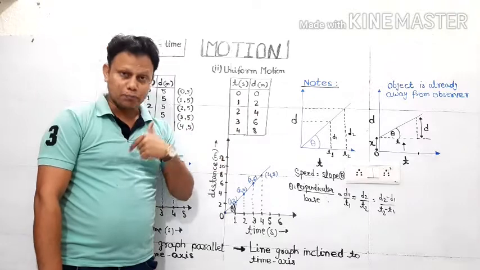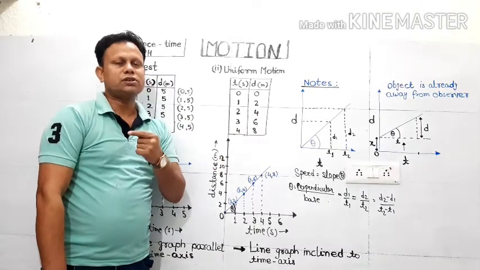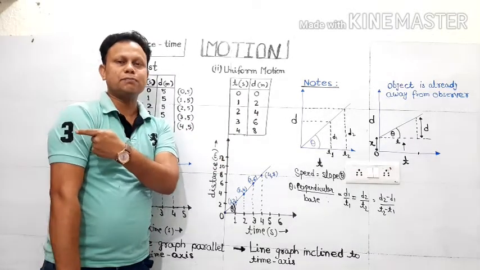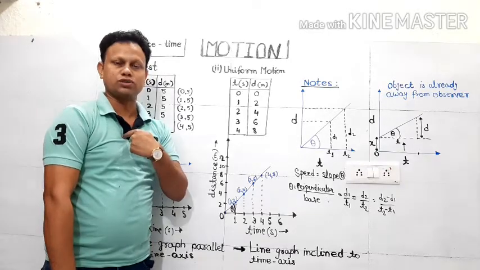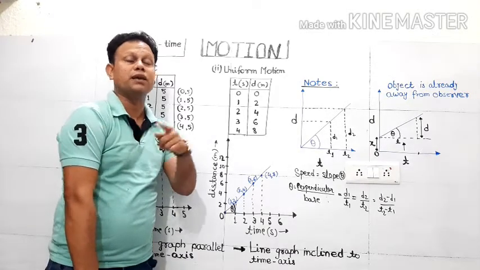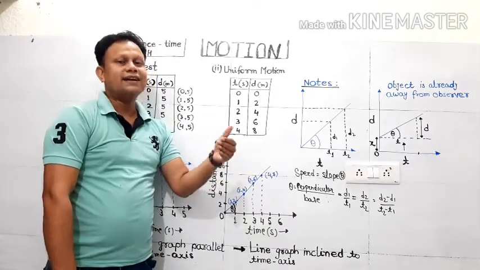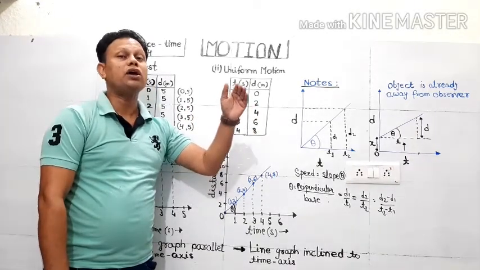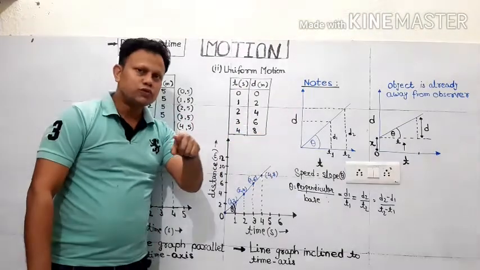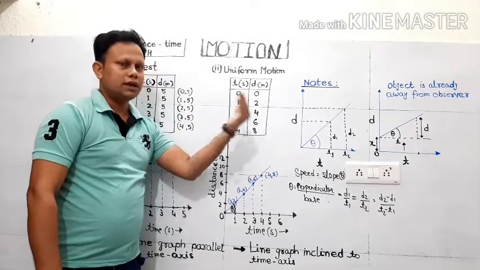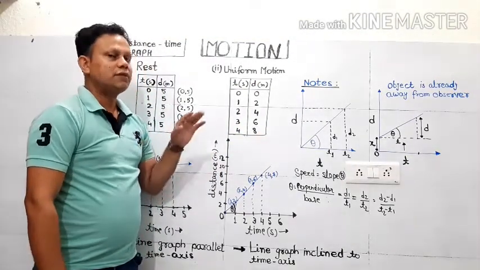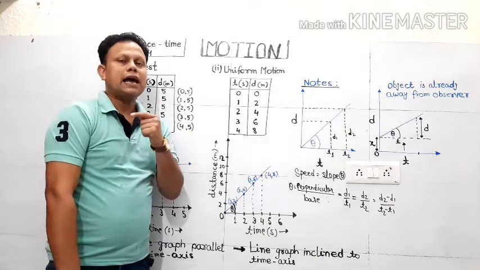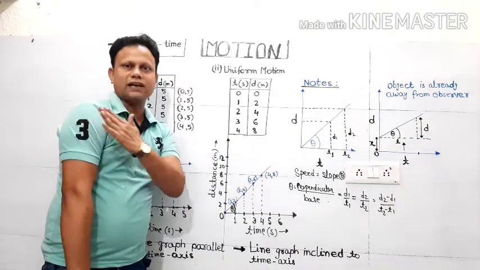So right now, for our consideration, I have just supposed that the object is just passing by me, meaning I am the observer and the object is just passing by me. But it may be that when you start your observation, the body has speed and it is already at some distance. So we'll discuss that situation also in the next discussion. But right now, I'm just taking that the object is just passing by me.